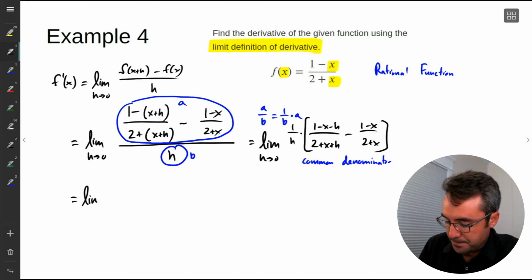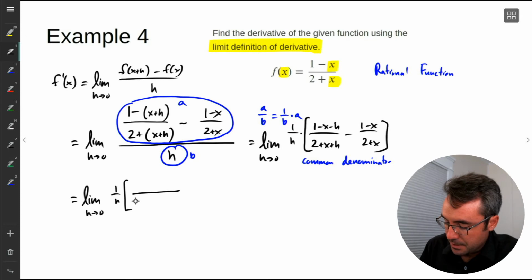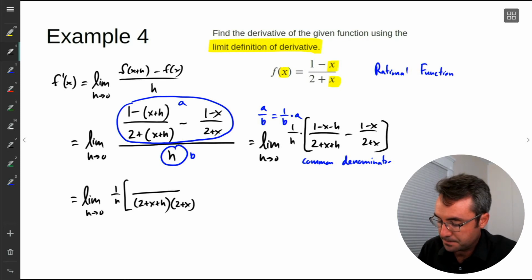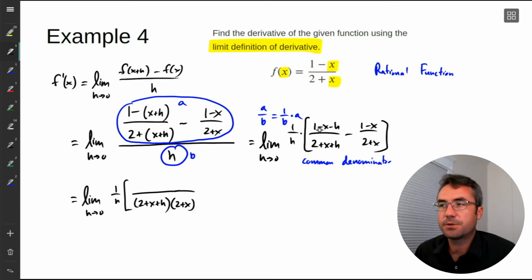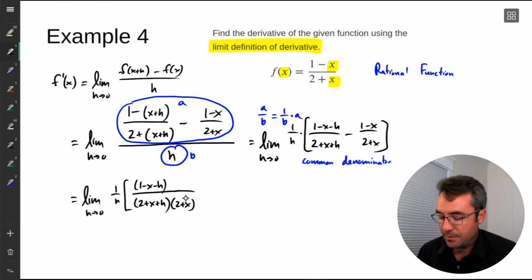All right, so what are we going to get? We're going to have the limit as h goes to 0. We have that little 1 over h in front still. Now we're going to multiply our two denominators together. So we're going to have the 2 plus x plus h from this first fraction, and we're just going to multiply in this other denominator, so we'll have a 2 plus x. Now, what was originally there for the numerator? In the first fraction, it was a 1 minus x minus h, so that's still going to be there. And then we had to throw in this 2 plus x. That wasn't there originally, so we can't just do it to the denominator. We have to do it to the numerator as well. We got to keep things balanced. So a 2 plus x is going to go up there as well.